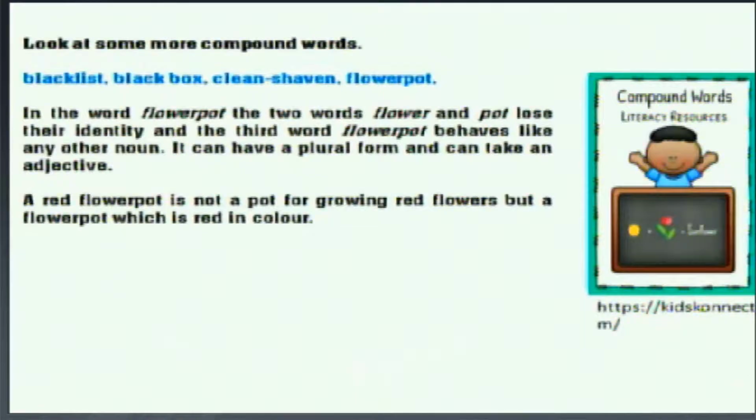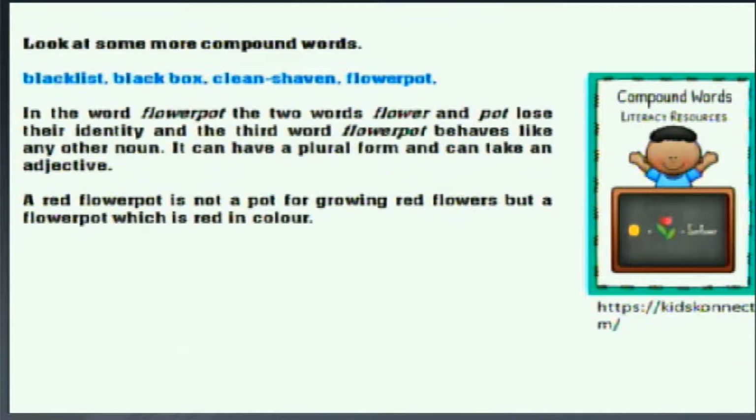Now, look at some more compound words. First of all, understand what is compound. Compound means added, two words together. So, here is an example: blacklist, black box, clean-shaven, flower pot. You see that in these examples, two words are put together.